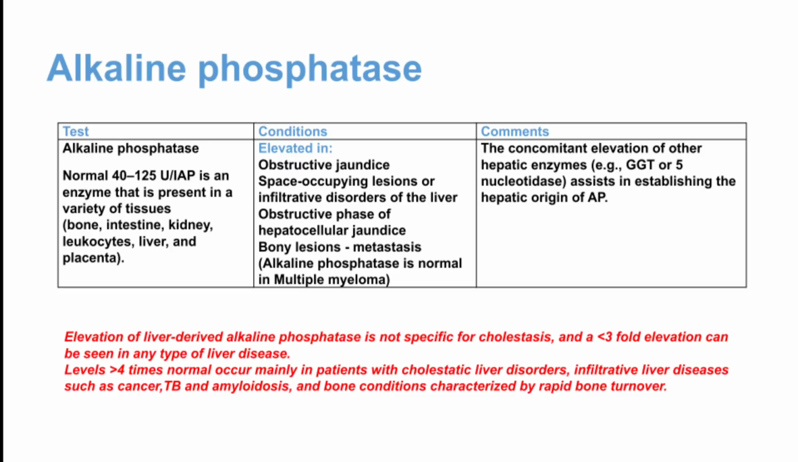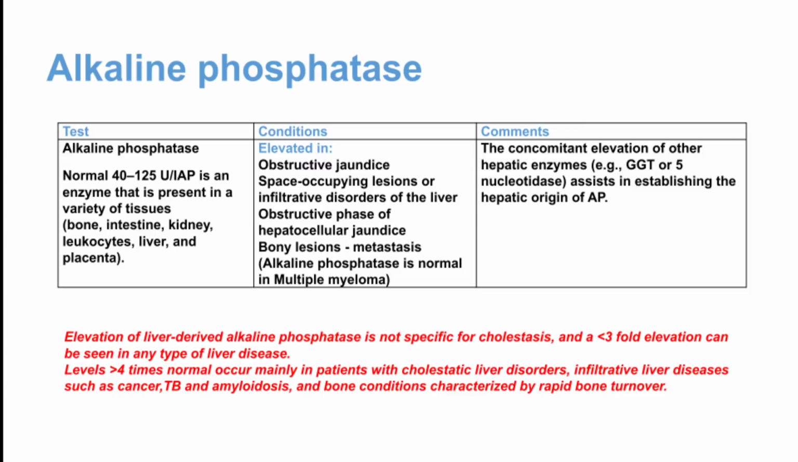Obstructive phase of hepatocellular jaundice, that means the acute phase of jaundice or acute phase of hepatitis, there will be obstruction in the canaliculi. So that is the obstructive phase of hepatocellular jaundice. And sometimes bony lesions and metastasis also can elevate the alkaline phosphatase. So if somebody is having liver disease with elevated alkaline phosphatase, it will indicate either an obstructive phase of hepatocellular jaundice, or an obstructive jaundice.